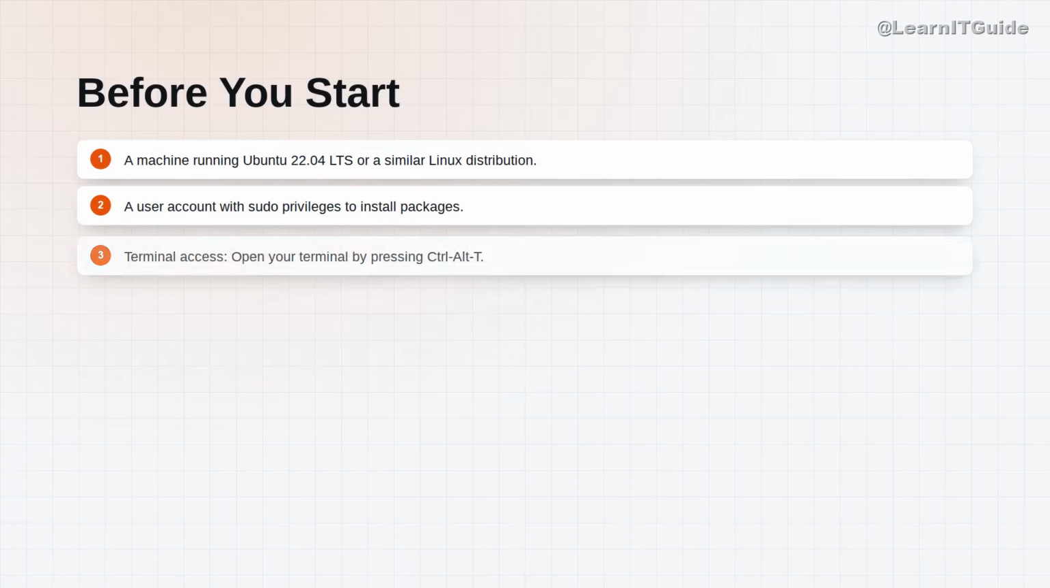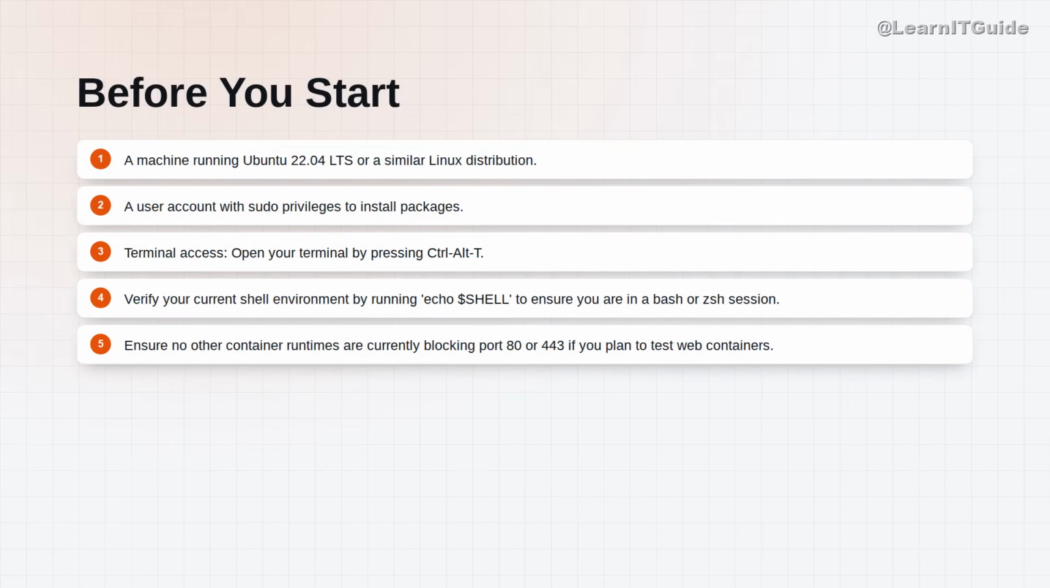Before we start, you need a few things ready. You need a machine running Ubuntu 22.04 LTS or a similar modern Linux distribution. You also need a user account with sudo privileges so you can actually install the necessary packages. To get started, open your terminal by pressing Ctrl Alt and T together. Verify your current shell environment by running the echo $SHELL command to ensure you are in a standard session. Finally, make sure no other container runtimes are currently blocking your network ports if you plan to test web containers later. Let us see what this looks like in the next step.